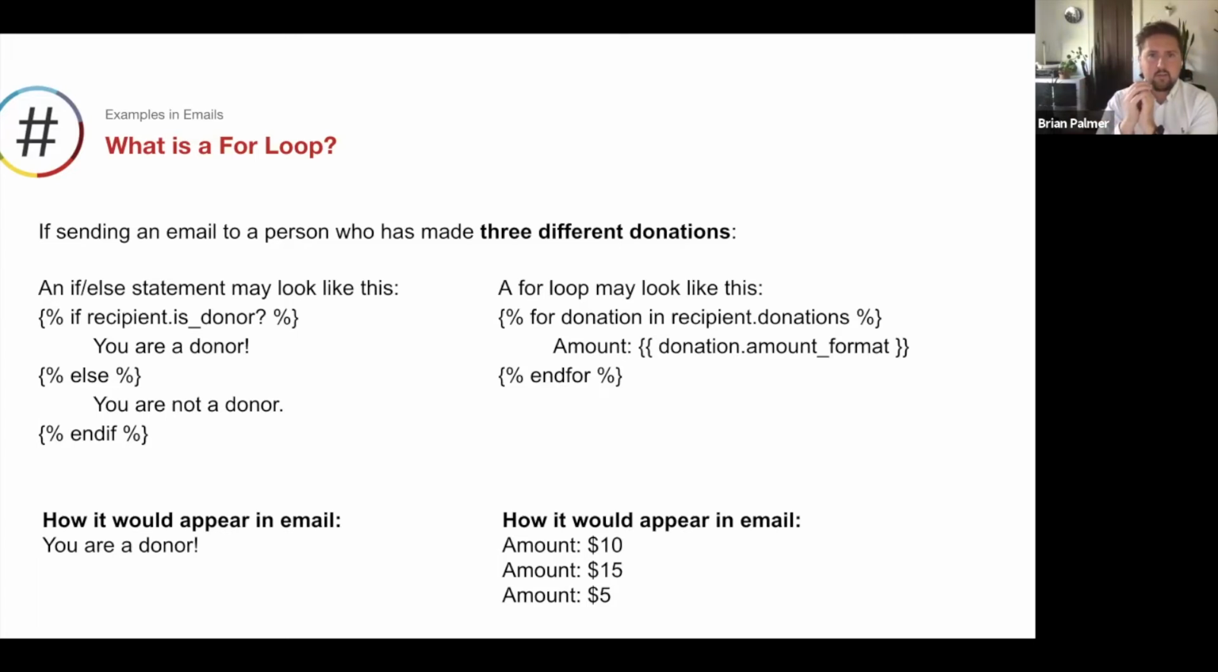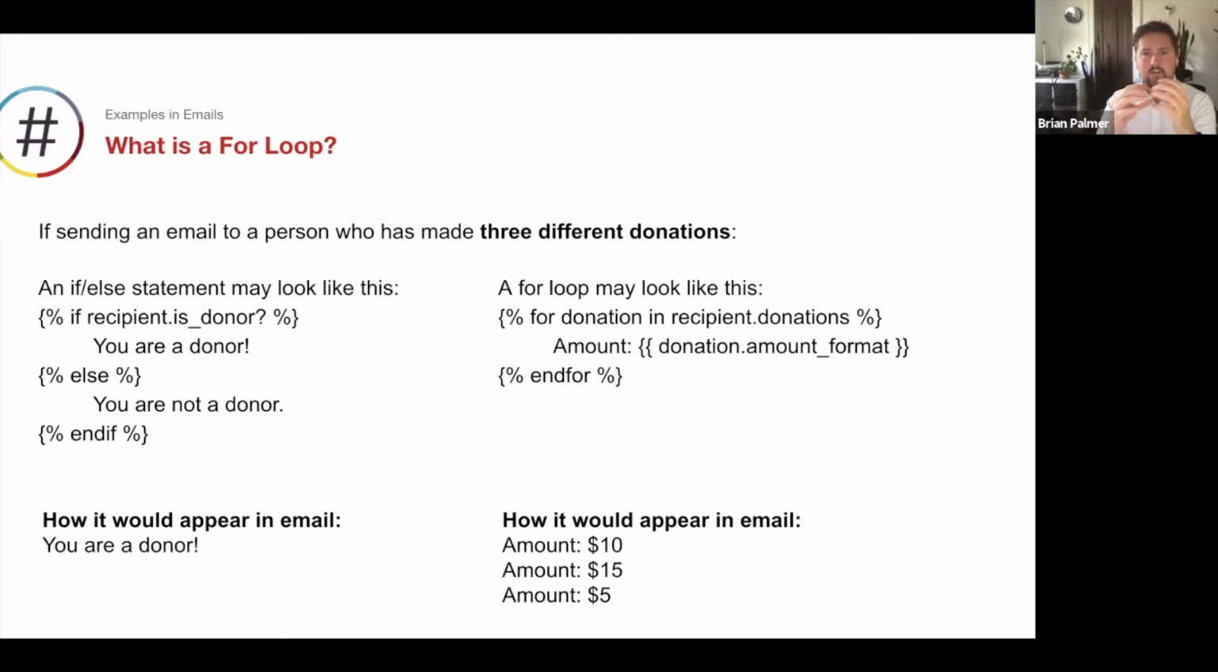On the right side, we're including now a for loop. Again, we're cycling through, and we start the for loop with for, and then whatever object name we want to use, in, and then where the array of the objects is. In this case, because it's in an email, it starts with recipient dot, and then the more specific object, which is donations. The word after for could be any word, but we want to make sure that the next line down starts with that word.